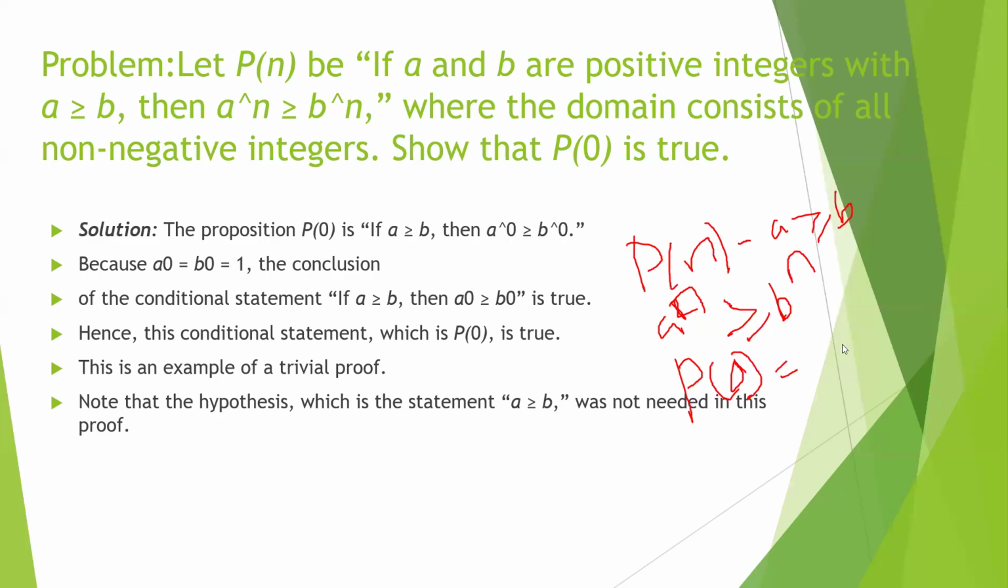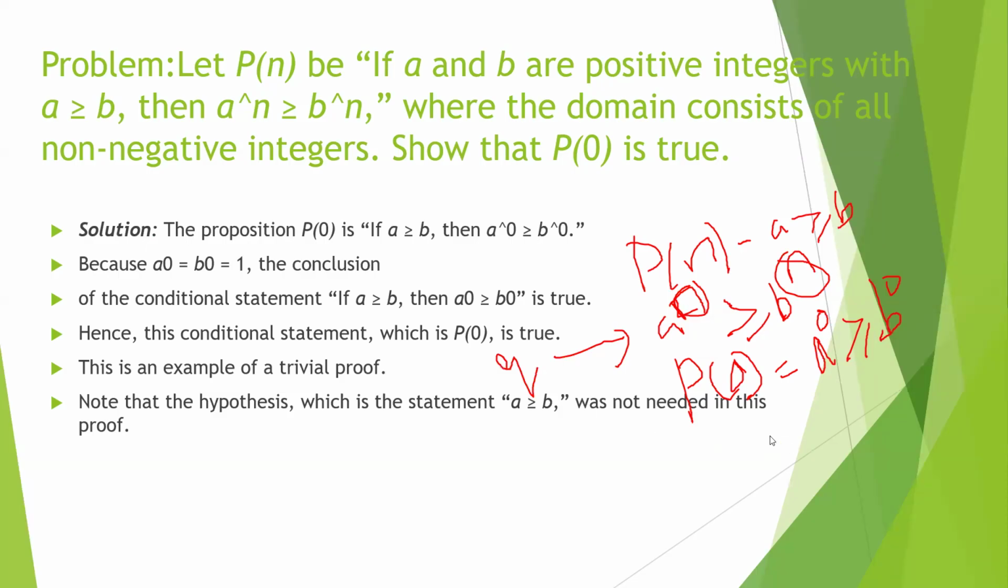So what you got is A raised to 0 is greater than or equal to B raised to 0. Just replace the n with the 0. So this is the Q. So this will be the Q, and just try to show that if P is true, then the conclusion will be true.